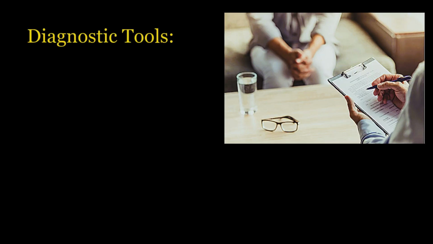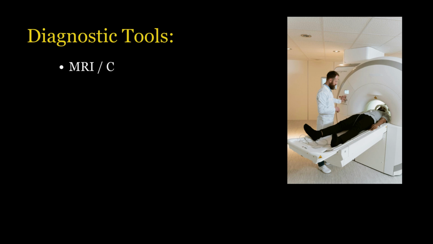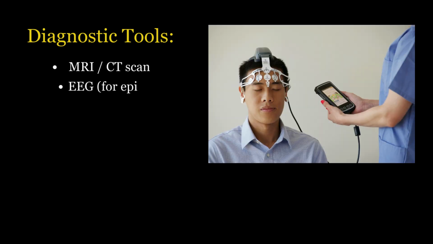Diagnosing nervous disorders often involves a combination of advanced diagnostic tools, each helping to provide a clearer picture of the underlying condition. MRI and CT scans are commonly used to visualize brain and spinal abnormalities, such as tumors, lesions, or signs of stroke. For disorders like epilepsy, an electroencephalogram helps detect abnormal electrical activity in the brain.